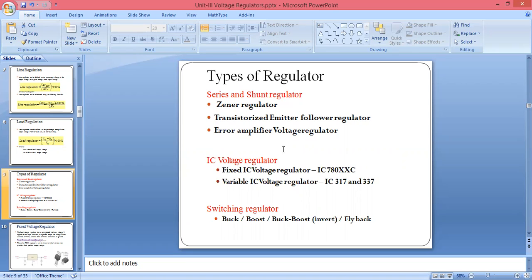Then there are different types of voltage regulator which are related with IC. We have the IC which gives a fixed voltage or which gives a variable voltage. Here, if you see, the series of IC 780XX.